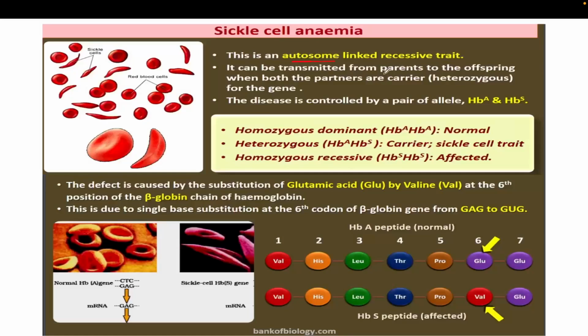Okay, it is an autosomal recessive trait. It can be transmitted from parents to offspring when both partners are carriers, which means they will be in the heterozygous condition. There are two types of scenario. Either both the parents will be heterozygous.